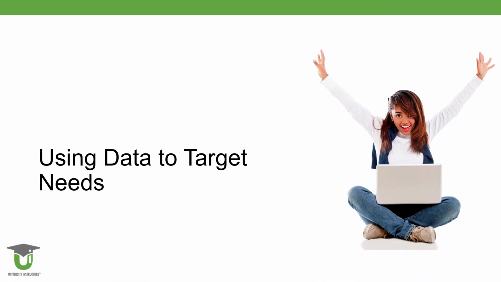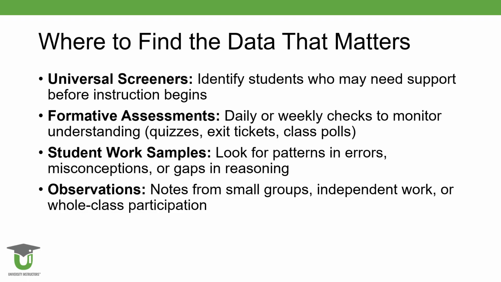In this section, we'll focus on how to use data effectively to identify student learning gaps and target interventions. To target acceleration effectively, we need multiple sources of data. First, universal screeners can help us identify students who may need support even before instruction begins, giving us advance notice of potential gaps. You may need to ask your point of contact or colleagues if your school uses a universal screener, and if so, where you can find that data.